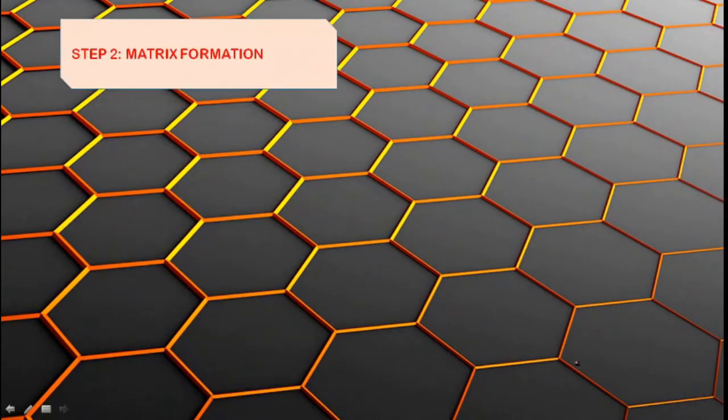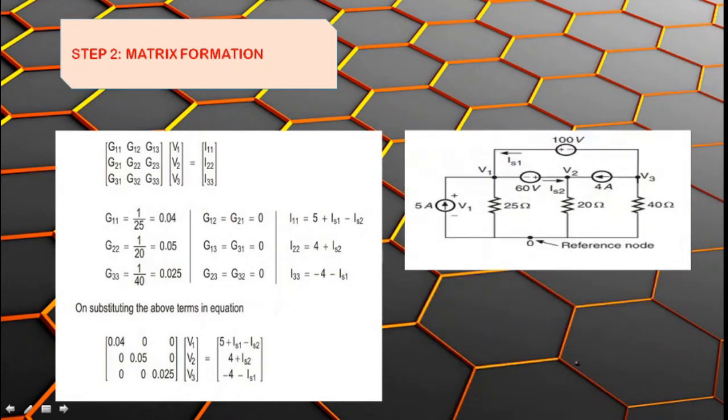So moving on to the next step, that is matrix formation. So here I have the circuit for reference. Since we have 3 nodes, we are going to have a 3 cross 3 matrix.